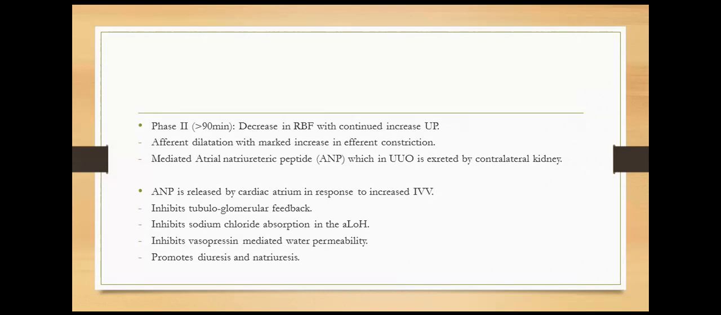To develop persistent, or rather maintain, vasodilation of that afferent arteriole, which you don't see in your BUO, which is your bilateral ureteric obstruction. Because if you remember, in the third phase of unilateral, that afferent also gets vasoconstricted.